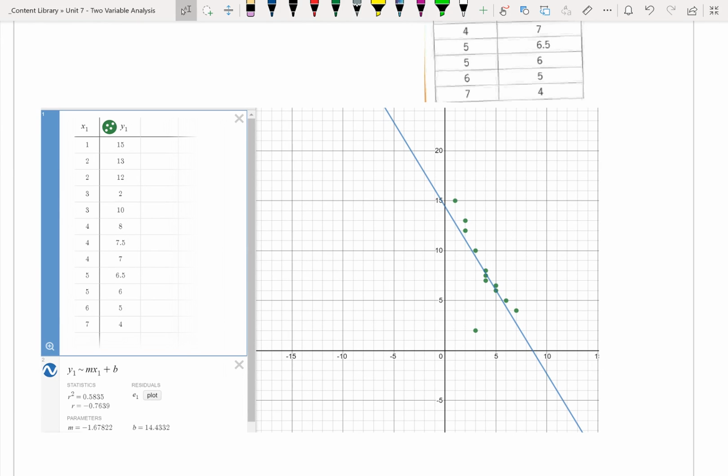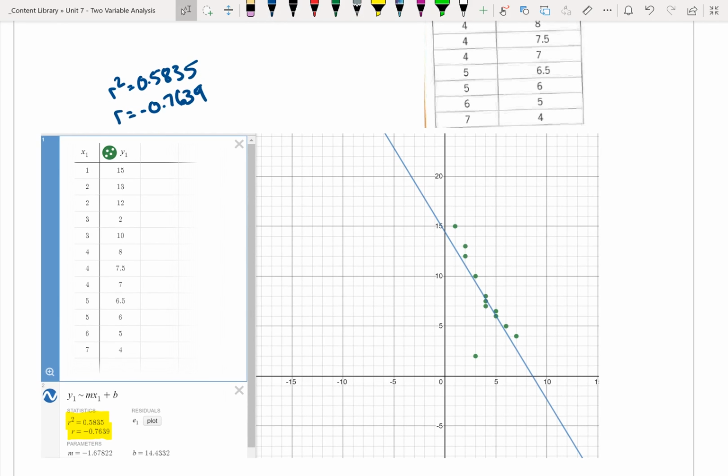And when you're looking for the goodness of fit, in terms of the linear regression, what you're looking for again is your R squared and your R values. So our R squared value is equal to 0.5835, and our R value is equal to negative 0.7639. So you could argue that it is moderate negative correlation.